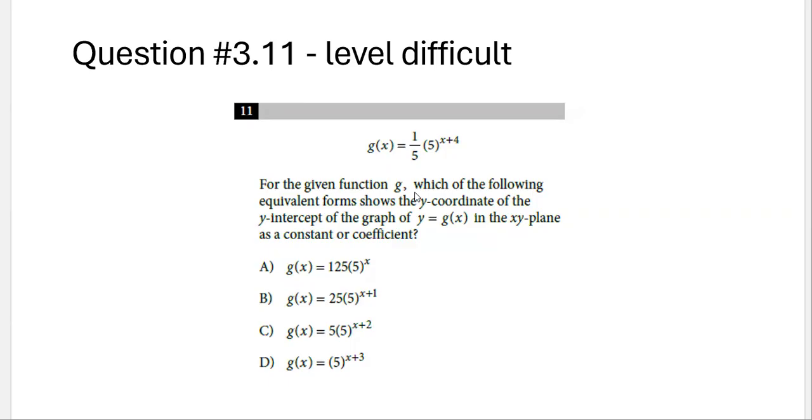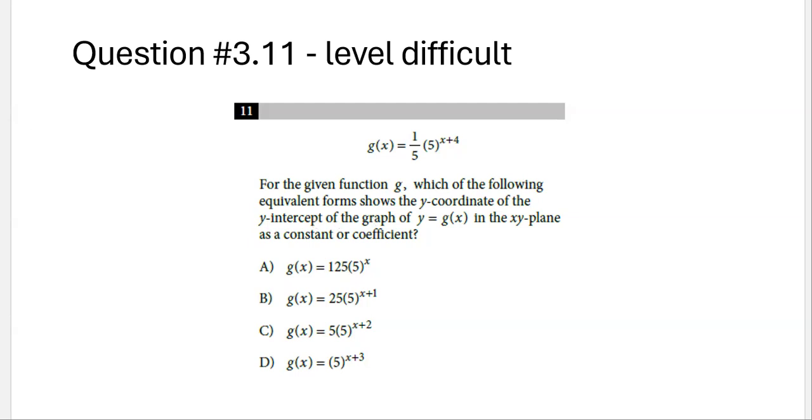The function g, which of the following equivalent forms shows the y-coordinate of the y-intercept of the graph in the xy-plane as a constant or coefficient? Here's the function. We're basically trying to rewrite this function. Okay, so we're interested in the y-intercept.